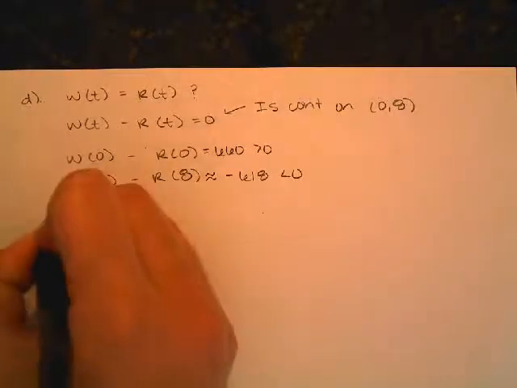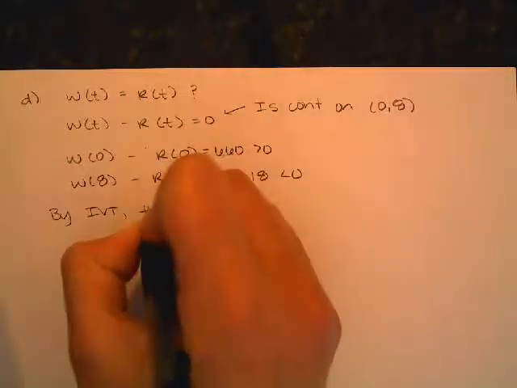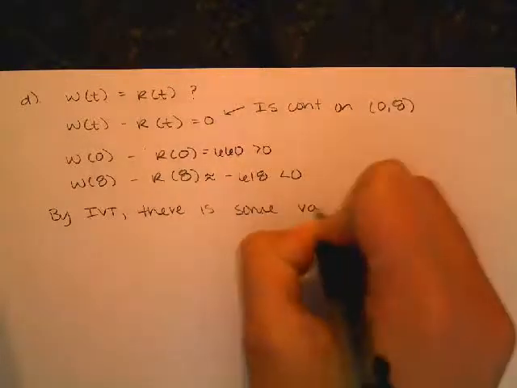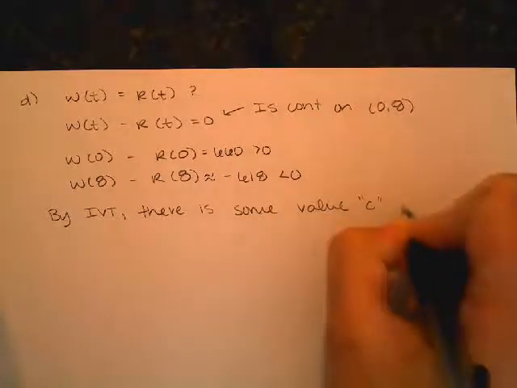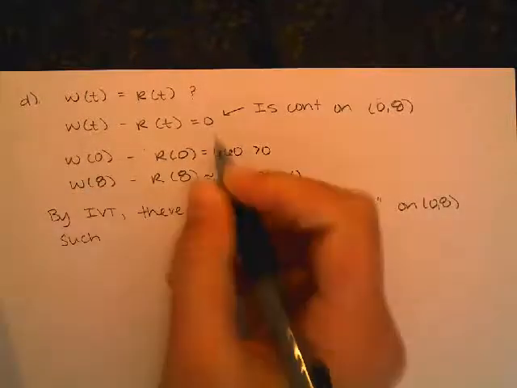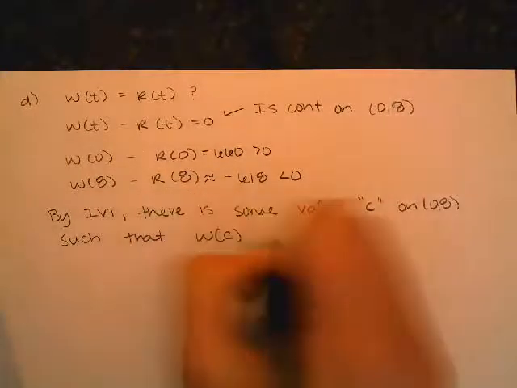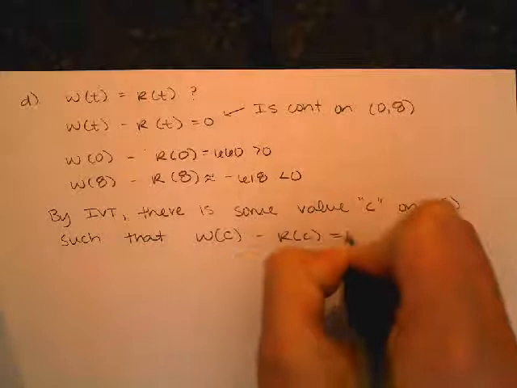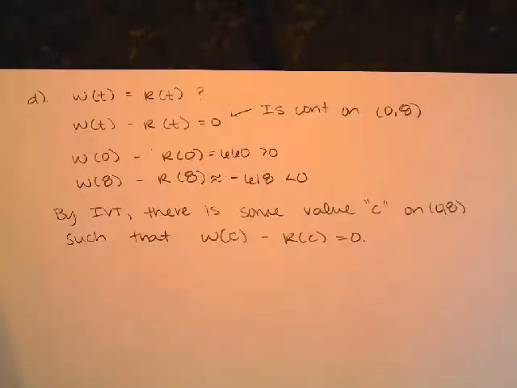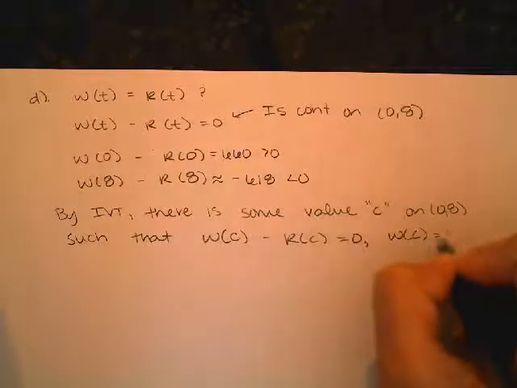And then I'm going to say by the intermediate value theorem, there is some value c on [0, 8] such that W of c minus R of c equals 0. And so yes, there's a point where those two values are going to be the same. You could say, or W of c equals R of c.